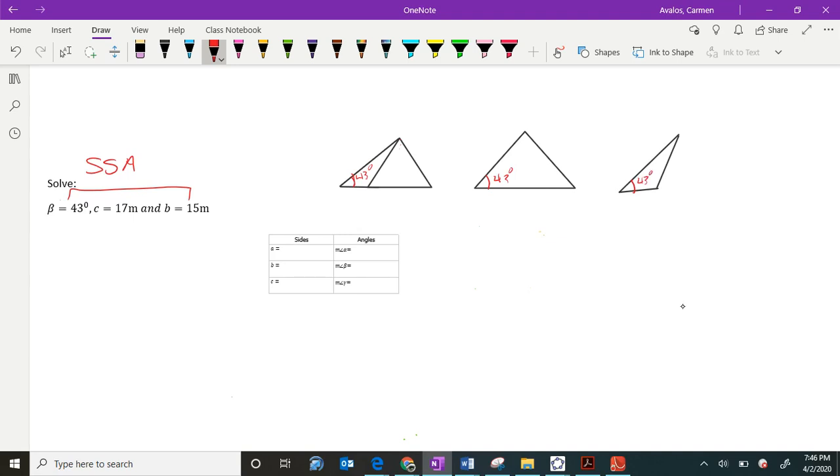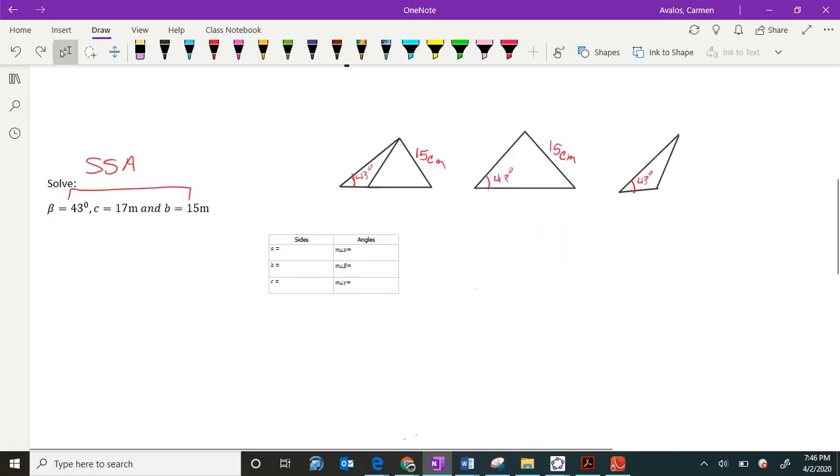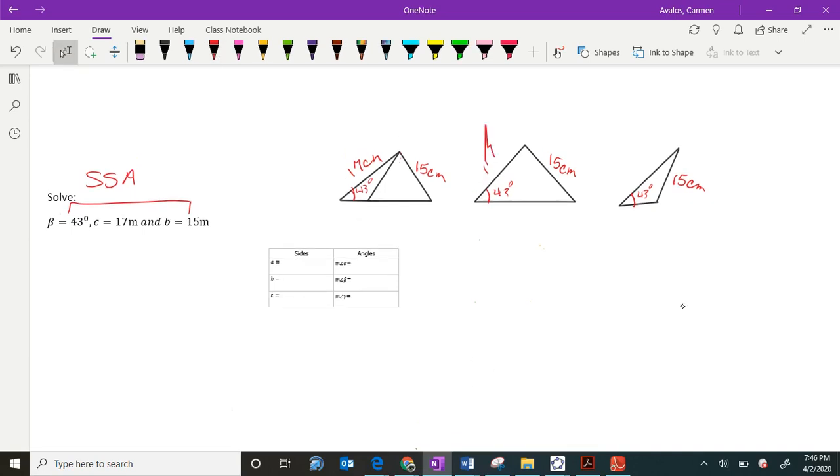And then here, this is the side opposite. So we know that this one here is going to be 15 centimeters, and this one is also 15 centimeters, and this one too. And then the adjacent side, it's 17. So I'm just going to label this one here as the adjacent side. Of course, I could have used this as the adjacent side as well, but I could see it better on here. So this here is going to be 17 centimeters, and this one is also 17 centimeters.